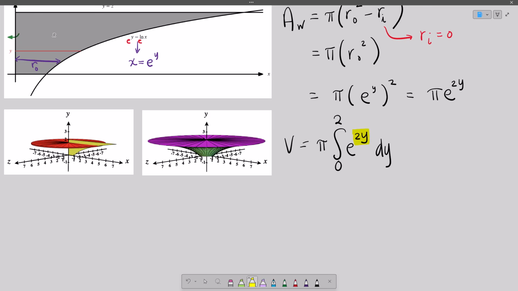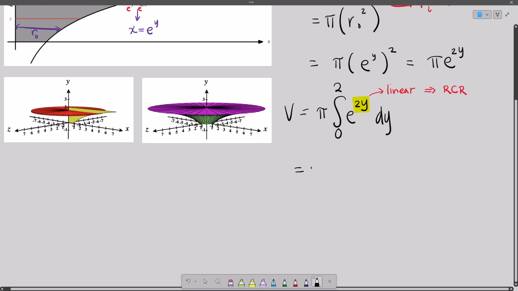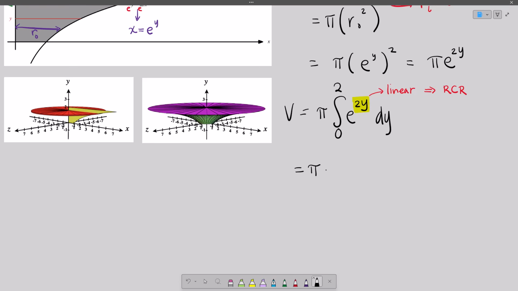If this is linear, that tells us that we can use RCR, reverse chain rule. We don't have to go through the 6 steps of substitution. We can cut to the chase. So the integral or the derivative of an exponential is itself. That's the first thing we write down, itself.